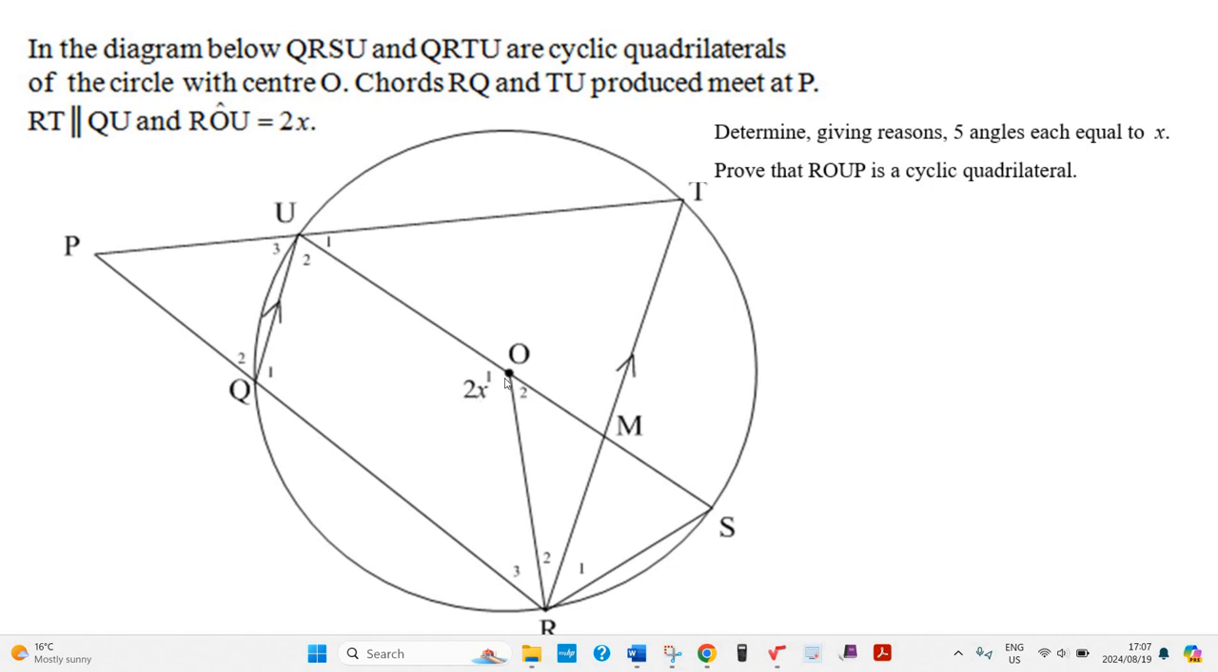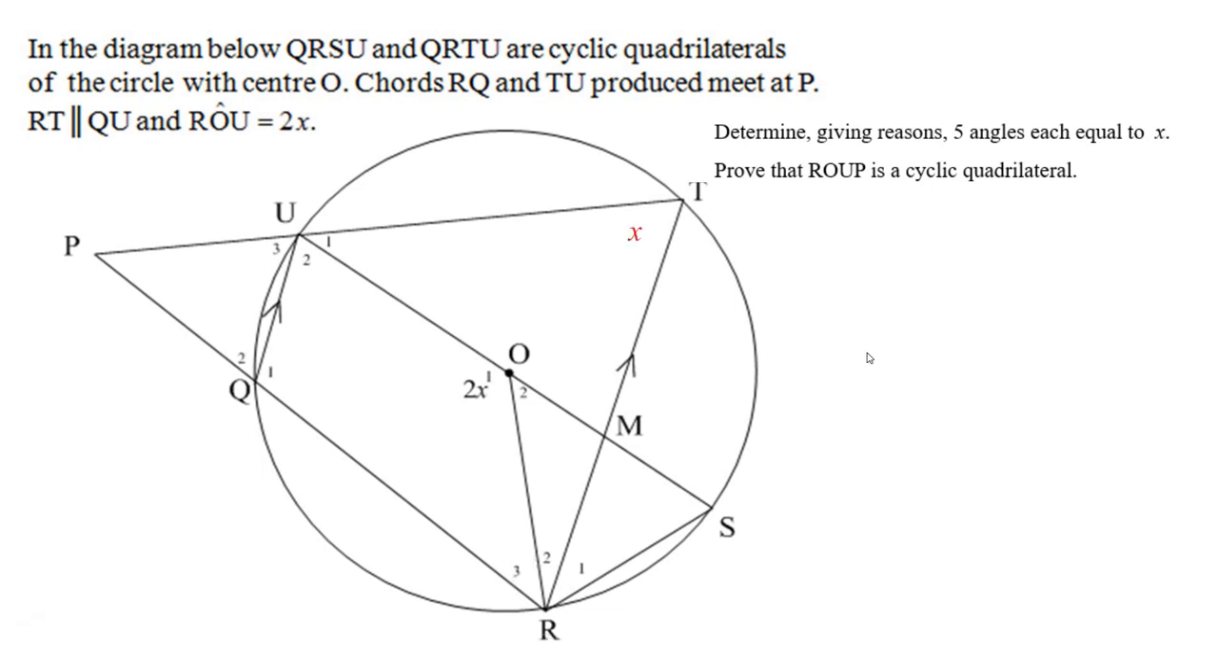Well, if that's 2x, that's an angle at the center. This angle T opens up to the same UR, so it must be x. And what was that reason? Angle at the center is 2 times the angle at the circumference.